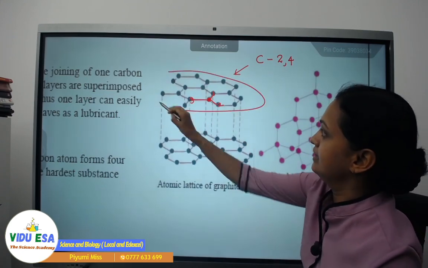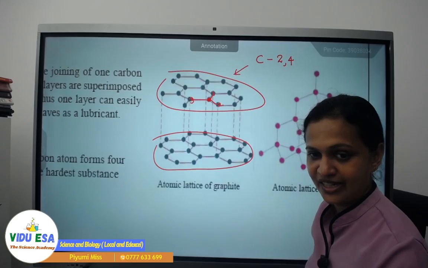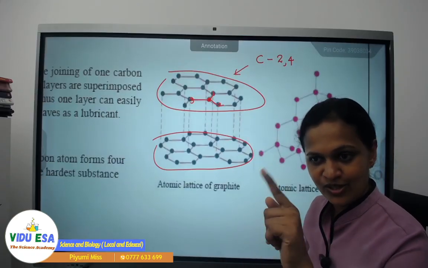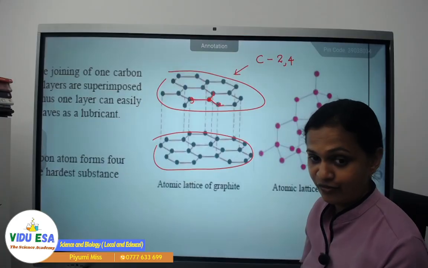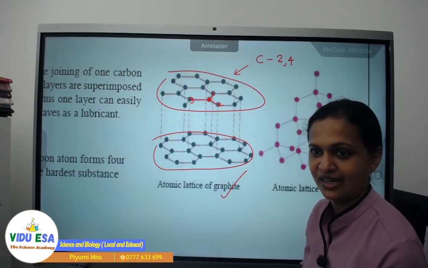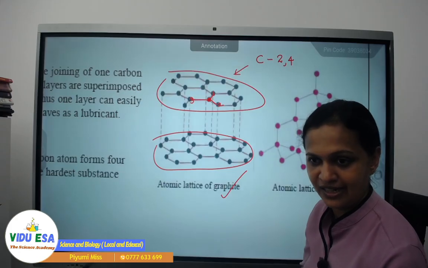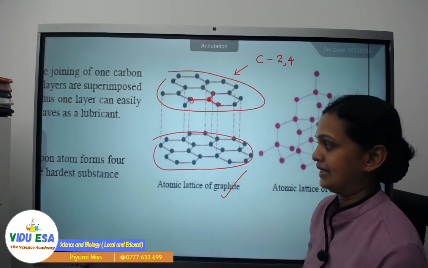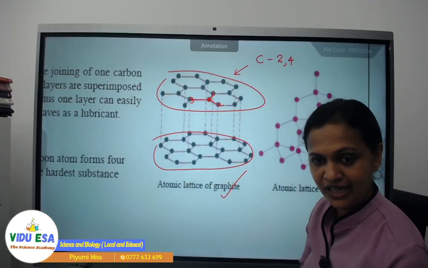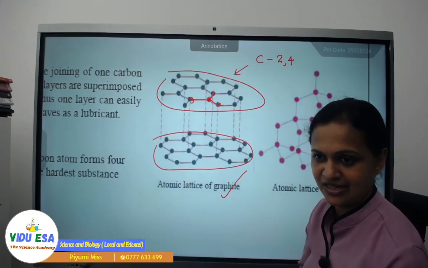This is one layer, this is another layer. So that free electron, the electron which has not taken part in bonding, is moving in between those layers. Because of the presence of this free electron, graphite has got the ability to conduct electricity. We say carbon is a nonmetal, but graphite, an allotropic form of carbon, conducts electricity. The reason is that in between these layers, that free electron is moving. As a result, graphite has got the ability to conduct electricity.